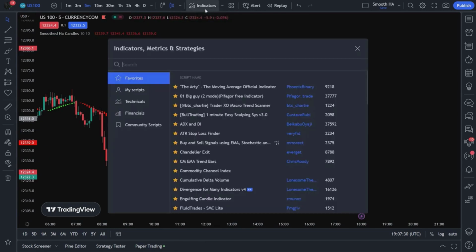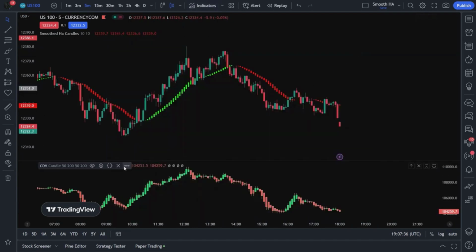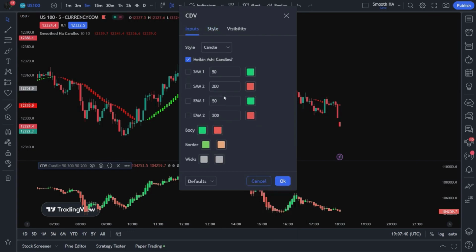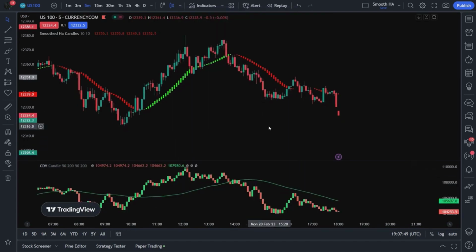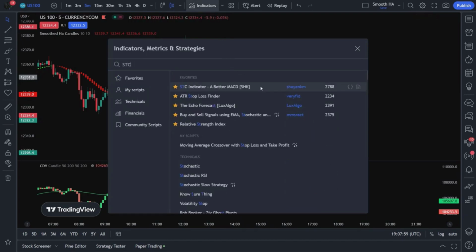Next, we want to add another indicator called Cumulative Delta Volume, created by Lonesome the Blue. We also want to adjust some things with this indicator. First, head into Settings and then click the Inputs tab. We need to uncheck the Heiken Ashy box, and also add the SMA 50 to our indicator, by checking this box here. You can also switch the colors of the SMA and the candles, but I personally keep it on default. Okay, now these 2 indicators are done, time for one more to help us with entry confirmation.